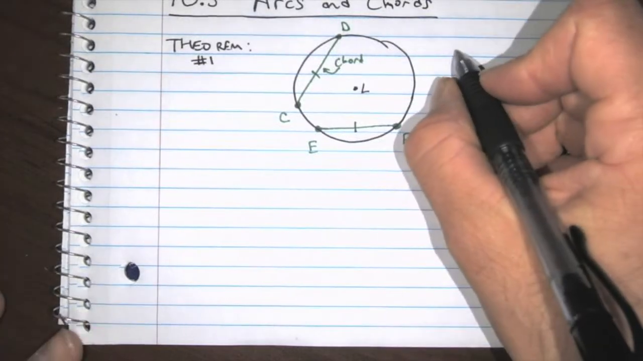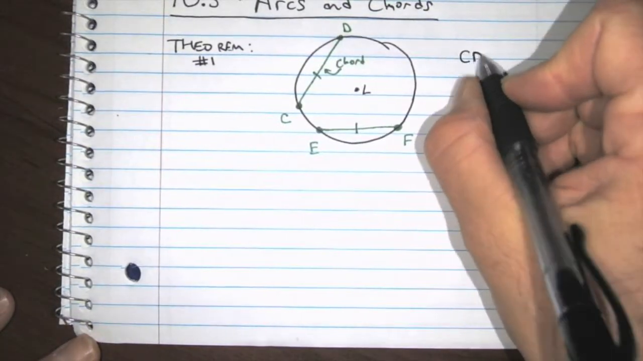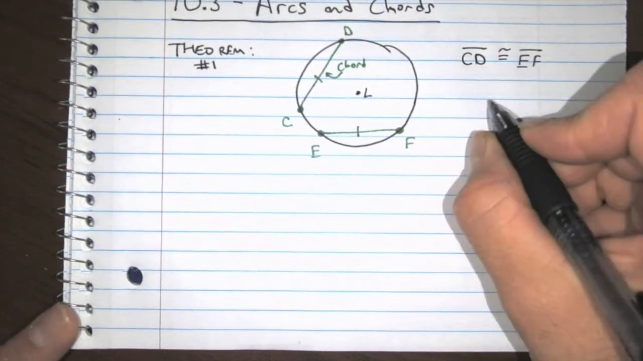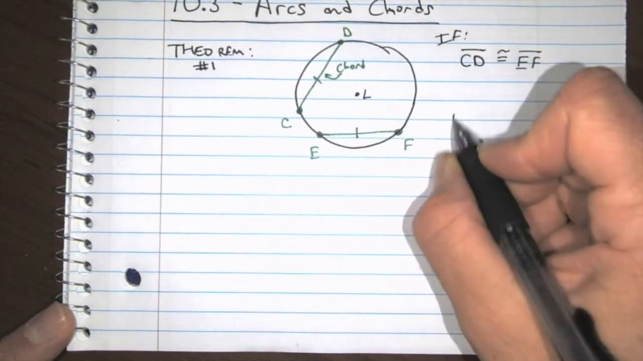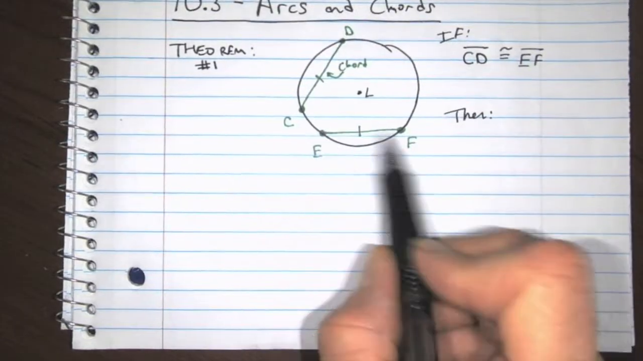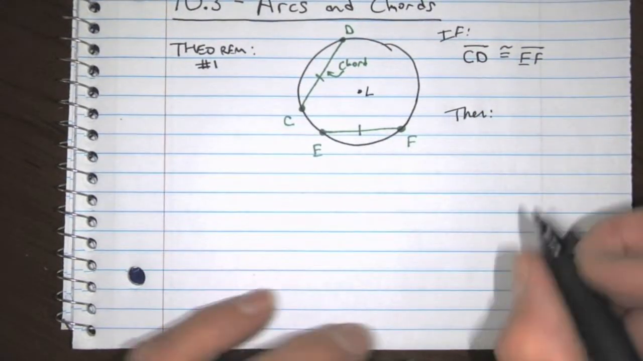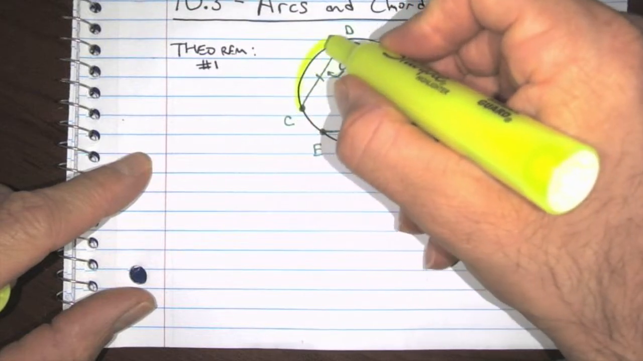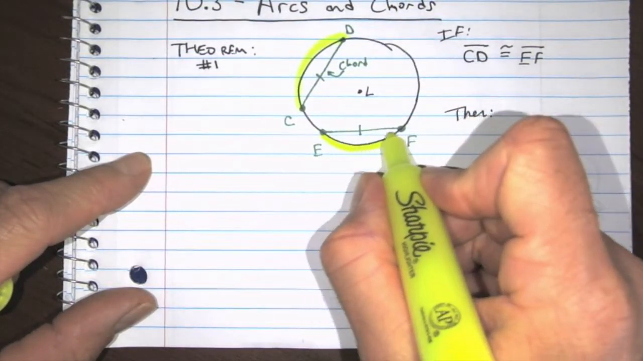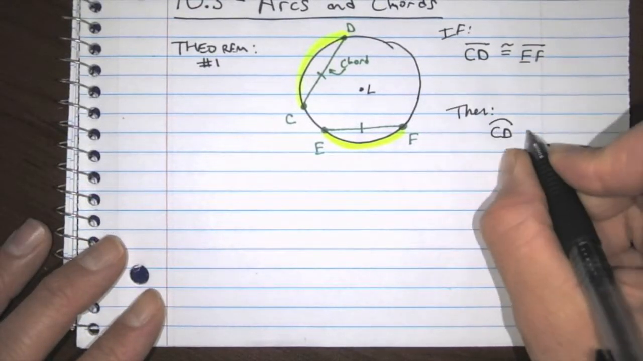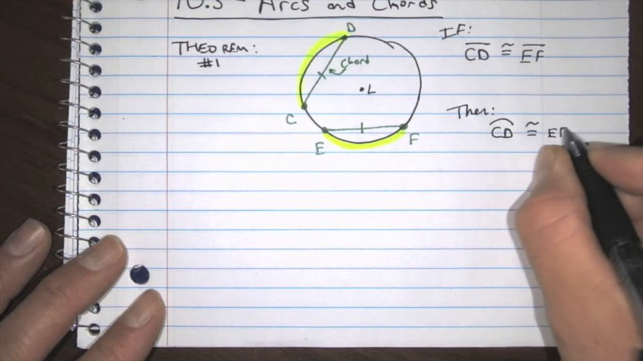Here's what the first theorem says. If you have 2 chords that are equal, if CD is equal or congruent to EF, here we'll set this up as an if-then. If chord CD is congruent to chord EF, if these 2 green chords are exactly the same on the same circle, then their arcs are the same. Meaning this arc from C to D has to be equal to this arc from E to F. Then arc CD has to be congruent to arc EF.